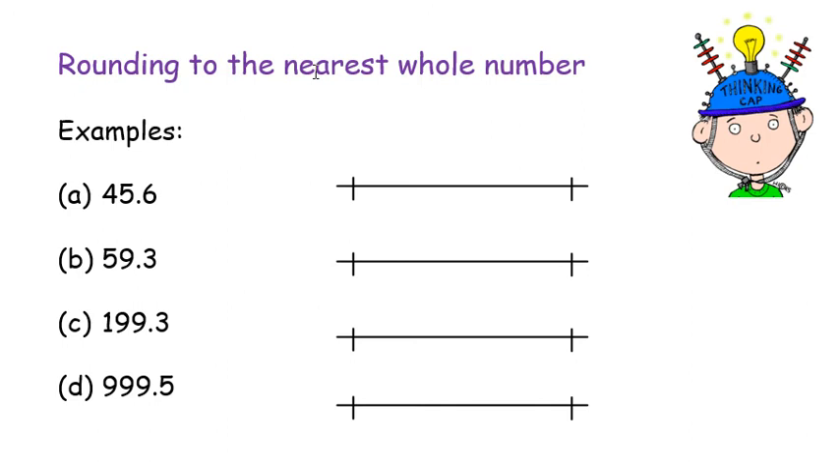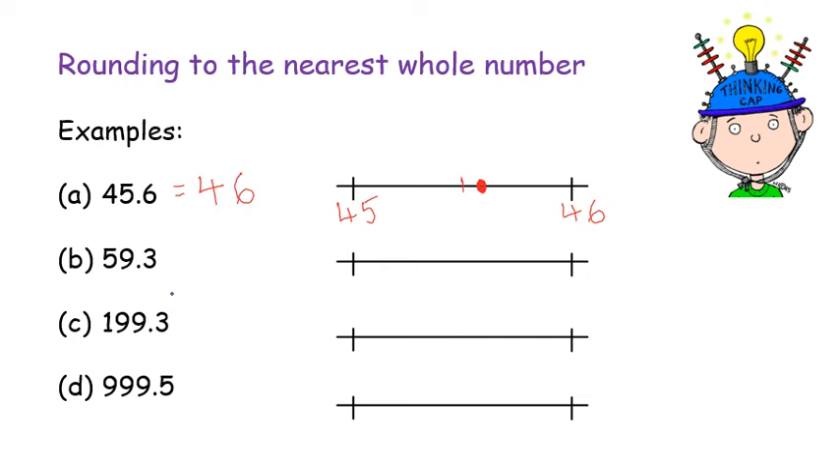Okay, let's round these examples to the nearest whole number. So the number 45.6. Now, if we think of the fact that to the left of the decimal point, these are whole numbers, and to the right of the decimal point, these are just parts of a whole number. So we need to decide if 45.6 is closer to 45 or if it's closer to 46. So 45.6 is actually past that halfway line. It could be around about here. Okay? So that's actually closer to 46.